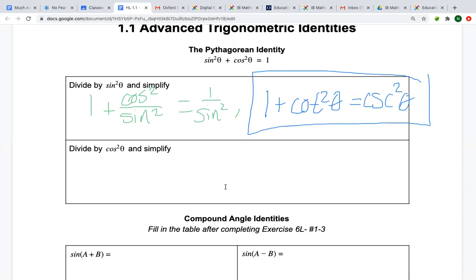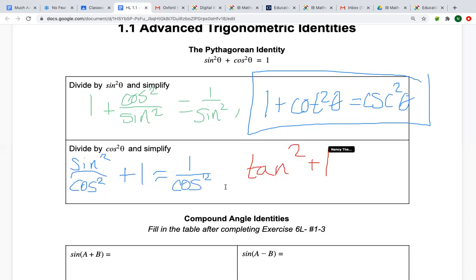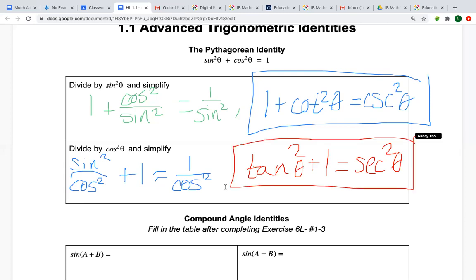Same thing applies to the second one. We would have sine squared divided by cosine squared plus 1 equals 1 over cosine squared. And that can be rewritten as tangent squared plus 1 equals secant squared. Okay, so both of those are the same equation, just written differently.